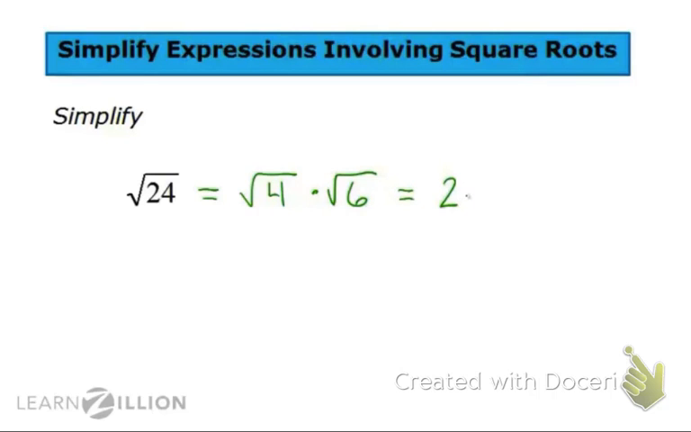Radical 6 is just an irrational number that I'm going to leave as radical 6. So I simplify radical 24 into 2 radical 6. One last one. Radical 30.